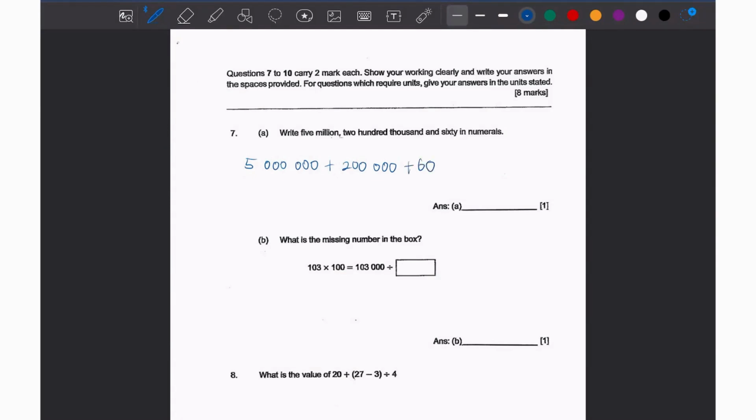So I want to write this in numerals, which means to write this in numbers. So we add up this 5 million plus 200,000 plus 60, which will give me 5,200,060. Okay, so the final answer will be 5,200,060.